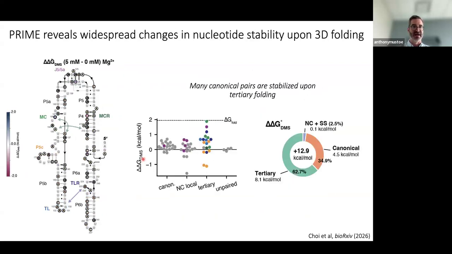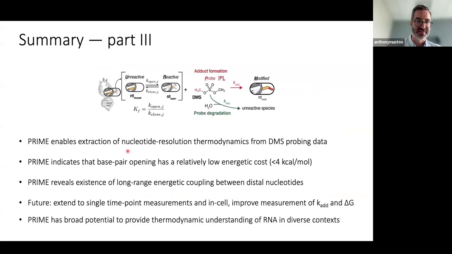And I guess I'll just cut to this one of the interesting things that he sees is that there appears to be long range coupling in the energies between nucleotides throughout P4, P6, but also other molecules that we can now access with this PRIME framework. And so overall, there's still a lot of work to be done, but we're really excited about the potential of this PRIME framework to provide thermodynamic understanding of RNA, moving beyond the heuristic interpretation frameworks.